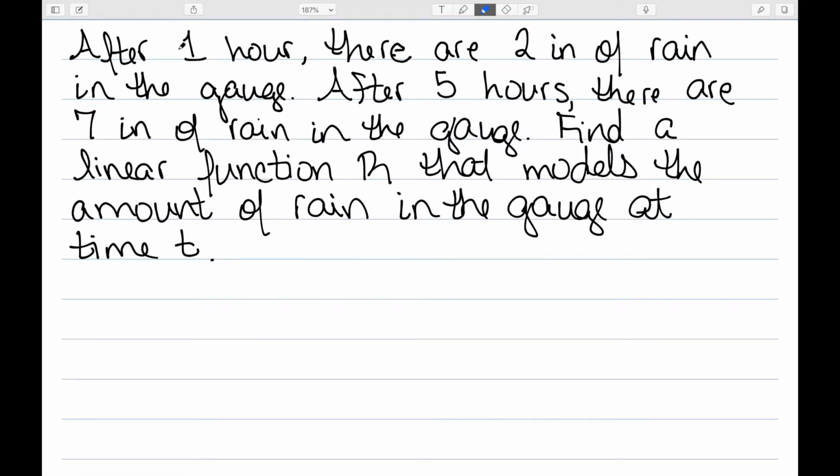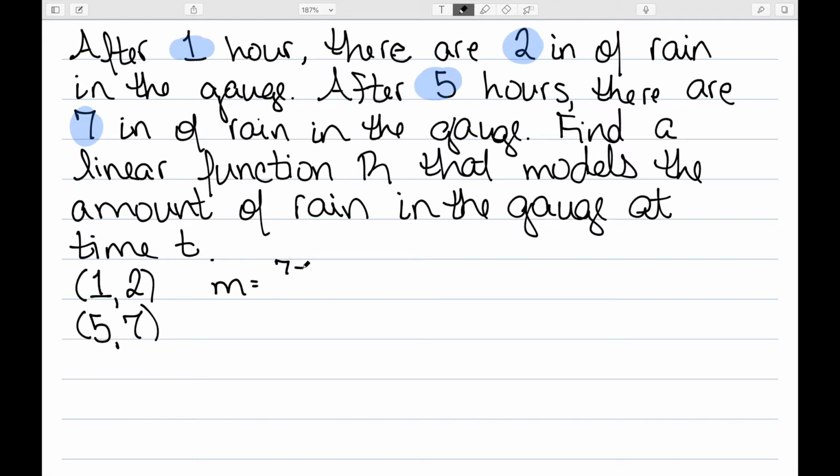So we know that after 1 hour, there are 2 inches of rain. So essentially that tells me that this function passes through the point (1, 2). I also know that after 5 hours, there's 7 inches of rain. So it also passes through the point (5, 7). And from here, we know how to find a line passing through 2 points. We need to start with the slope. So that's y2 minus y1 over x2 minus x1, or 5/4.